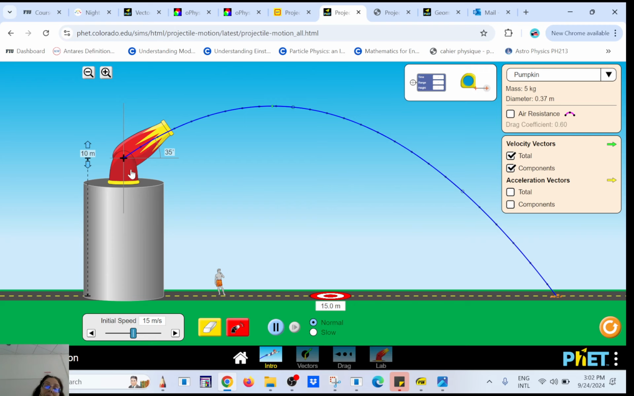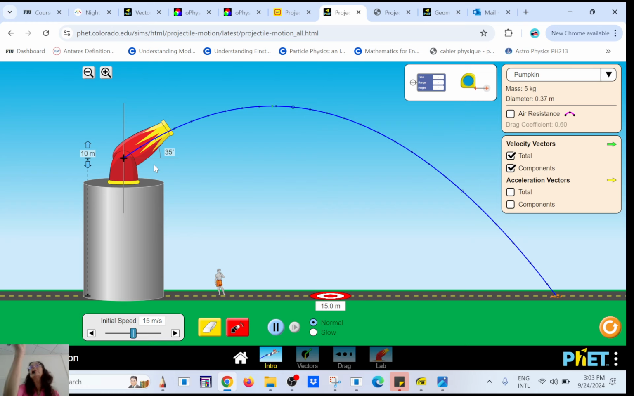So for example here, what's the initial speed? Do you see? 15. What's the angle above the positive x-axis? 35. So how can I find the initial x component? Cosine, right? So I'm going to do 15 cosine 35. That will be the initial x component. The y component, I'm going to do 15 sine 35.